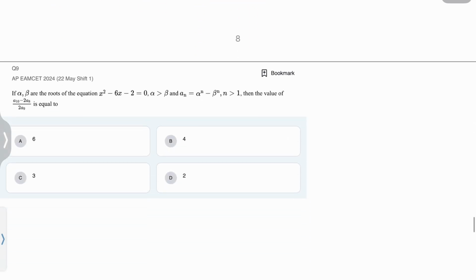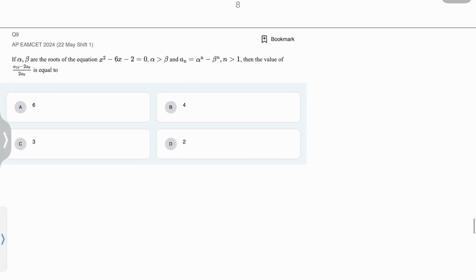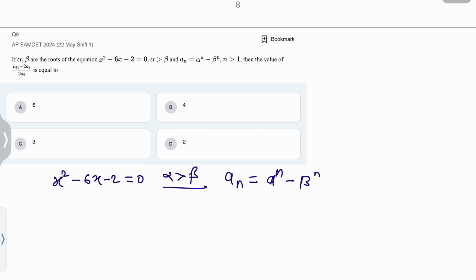Okay, and next question: if alpha and beta are the roots of the equation x square minus 6x minus 2 equal to 0, and given alpha is greater than beta, and the condition a n is given as alpha power n minus beta power n, for n greater than 1, then find the value of a10 minus 2 times a8 divided by 2 times a9.